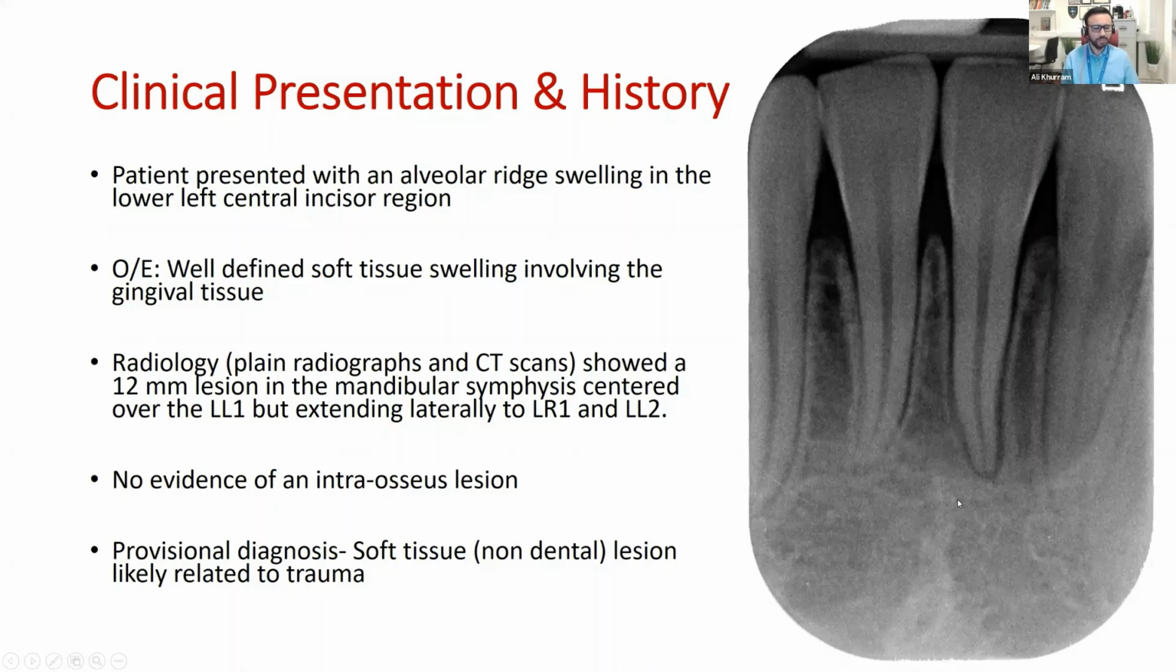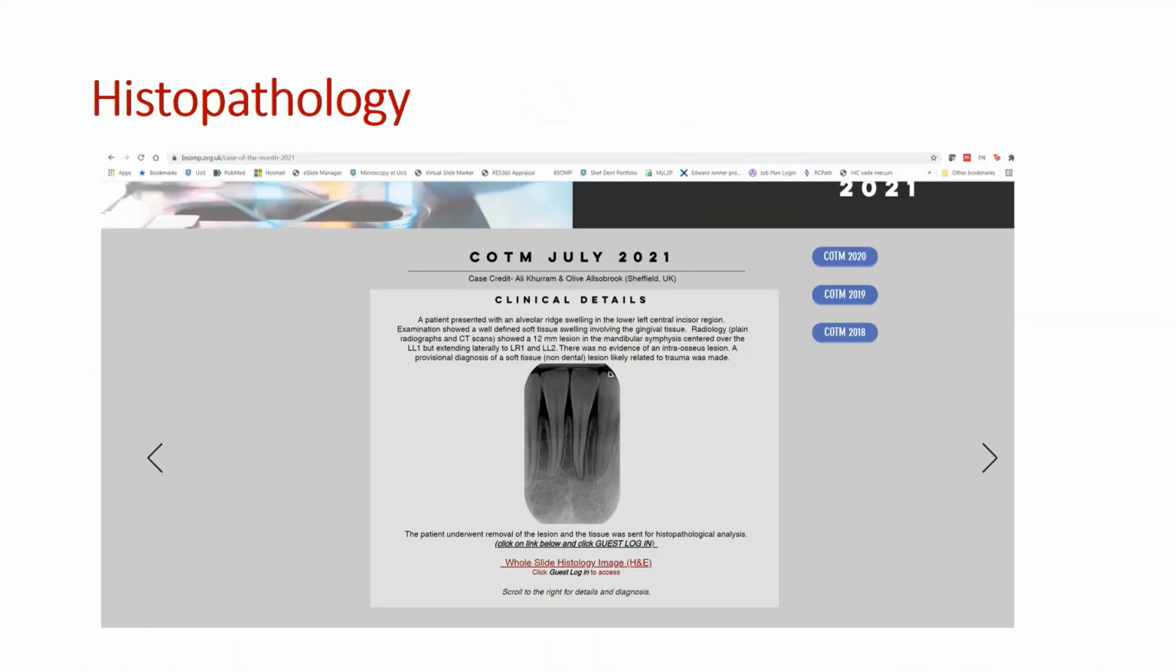lesion. So the provisional diagnosis in this case was a soft tissue lesion, and it was thought that this was related to trauma, so something like a fibrous hyperplasia or a polyp. So the lump was excised and it was sent for histopathological examination.